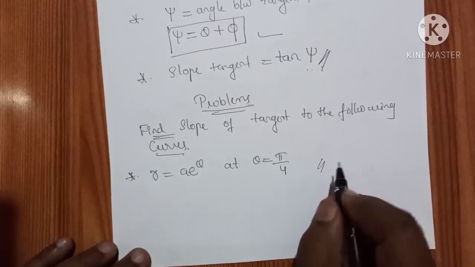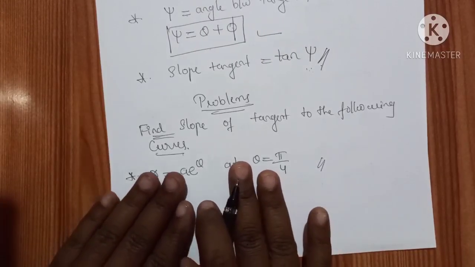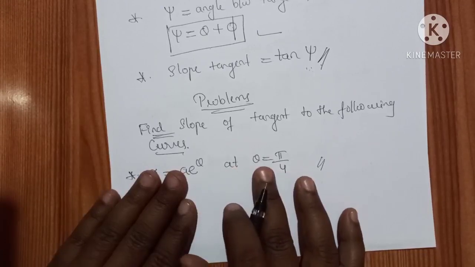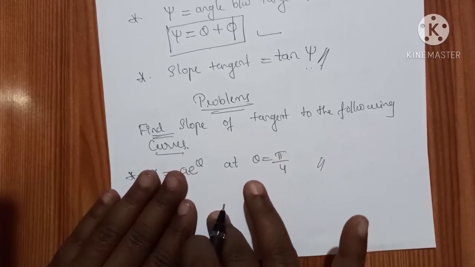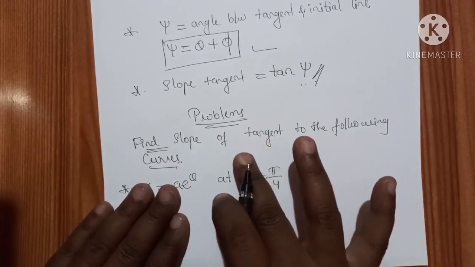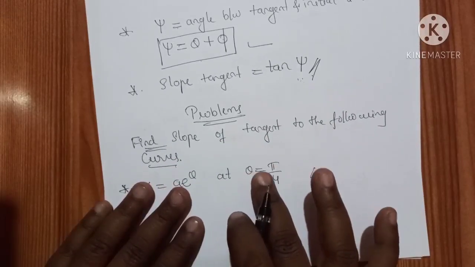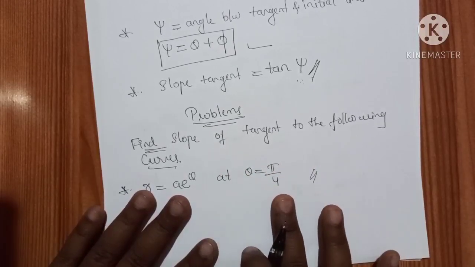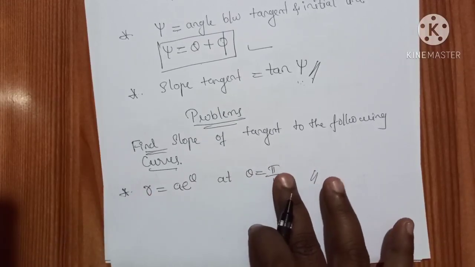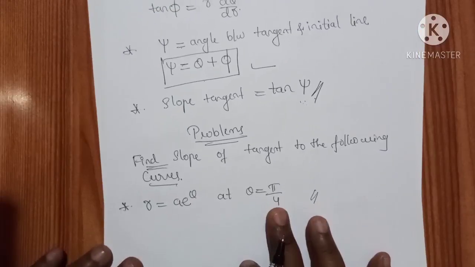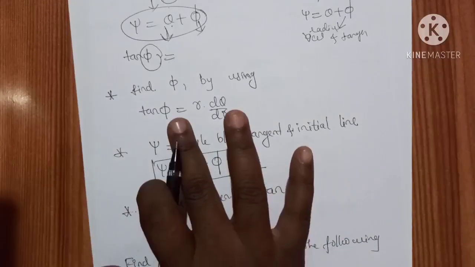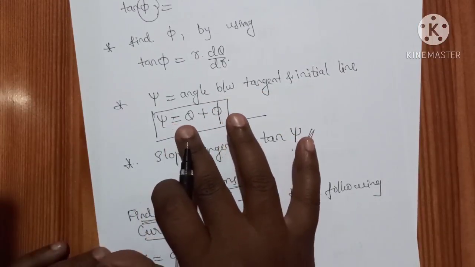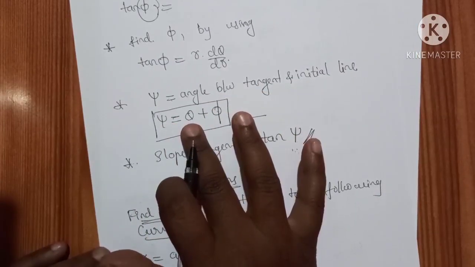So this type of problem we have already done, but there we had to find the phi value at theta equals pi by 4. But here we need to find the slope of the tangent at theta equals pi by 4. So you don't go for substituting theta equals pi by 4 in the tan phi value. Okay, you just find the phi value by using this formula. So here in the second step you have to substitute this theta value.